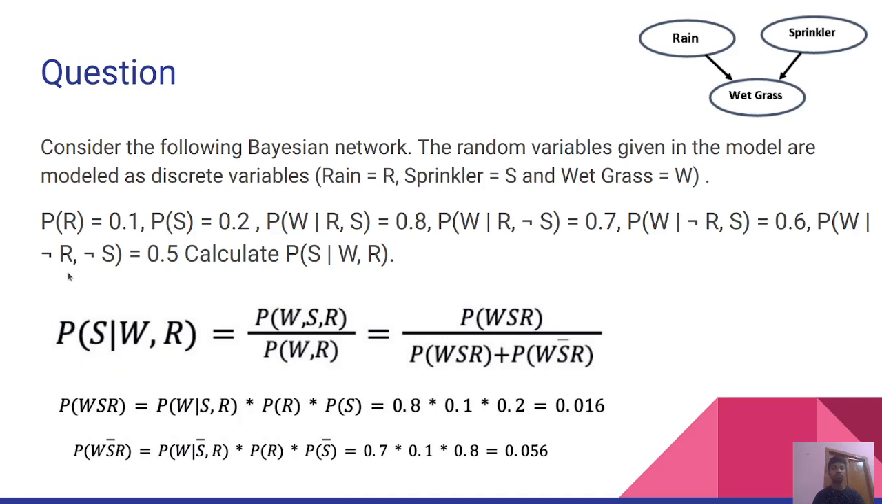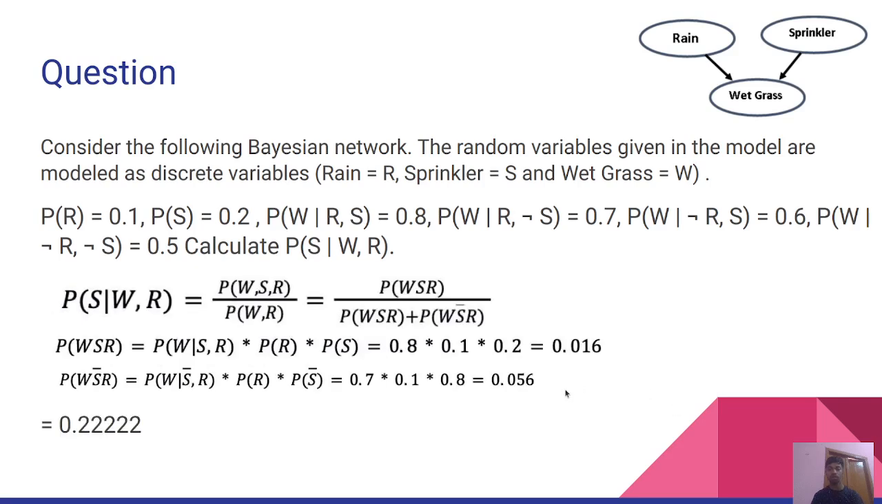P of rain is 0.1. Okay. And P of not sprinkler. So P of sprinkler is 0.2, and P of not sprinkler is 1 minus 0.2, which is 0.8. So if we multiply this, it is coming out to be 0.056. Okay. So this one is 0.016, this one is 0.056, and if we put this into an equation here, it will come out to be 0.2222, like it will go up to infinity. Okay, so this is the answer.